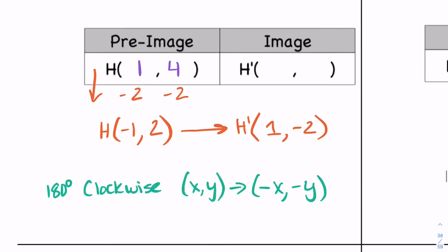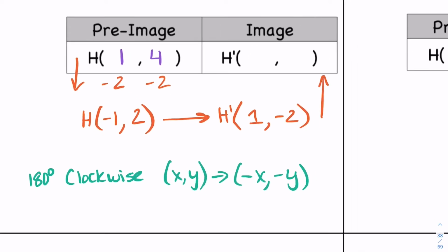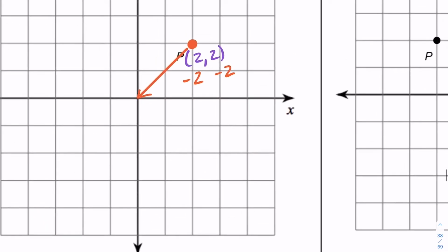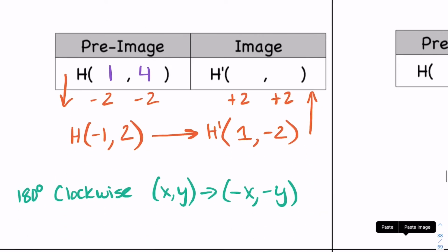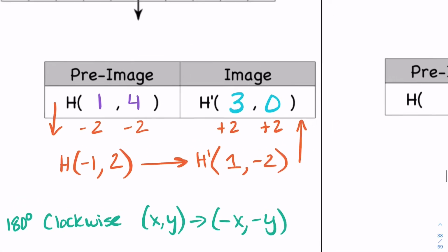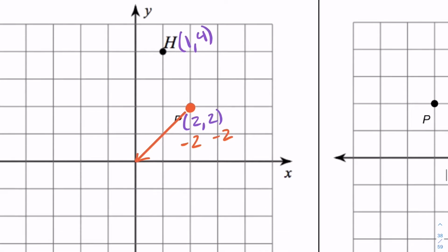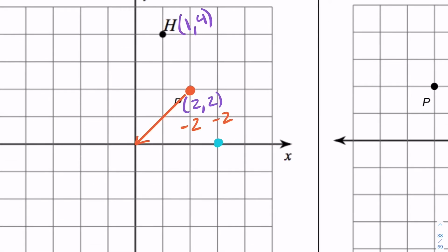So what do I need to do again? I need to finalize this by moving it back to where it belongs. If I took 2 and 2 away, I now need to add 2 and 2 back. So that shift that moved me here by going 2 and 2 needs to now go back by 2 and 2, which will also move this H coordinate. So what's 1 plus 2? It's 3. And what's negative 2 plus 2? It's 0. So H prime, the real H prime, is at 3, 0, which is right here.